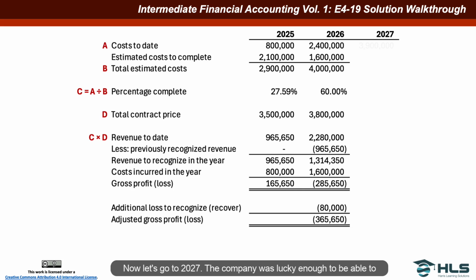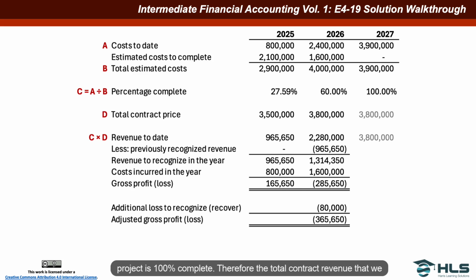Now let's go to 2027. The company was lucky enough to be able to mitigate its costs somewhat from the expected $4 million to result in a total cost on the contract of $3.9 million. The contract is finished in 2027, so there are no additional costs to complete, which means the total cost on the project is $3.9 million. The project is 100% complete. Therefore, the total contract revenue that we could earn to date is the contract price of $3.8 million.